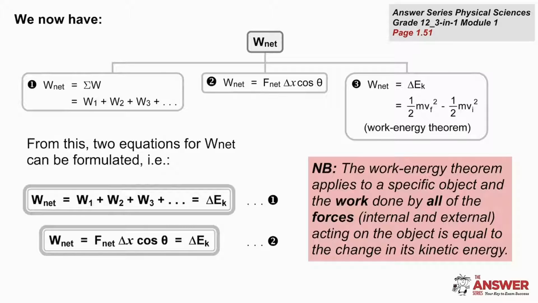Now we have three ways of finding the net work done on an object by all the forces acting on that object at the same time. They are the sum of works, the definition of work, and now we can add the work energy theorem. These expressions can be combined. So, the sum of works is equal to the change in kinetic energy, or the product of the net force and the delta x is equal to the change in kinetic energy.